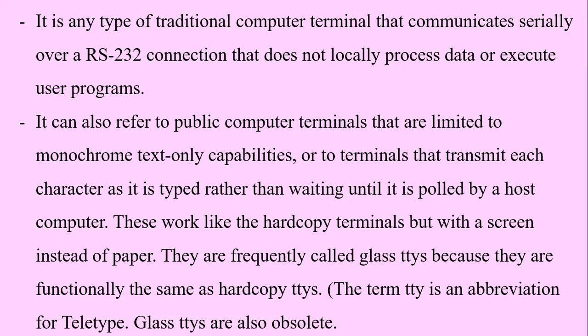These work like the hand copy terminals, but with a screen instead of paper. They are frequently called glass TTYs because they are functionally the same as hand copy TTYs. The term TTY is an abbreviation for teletype. Glass TTYs are also obsolete.